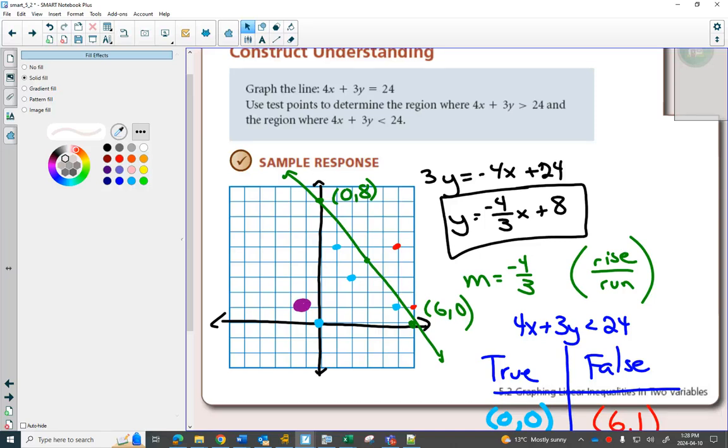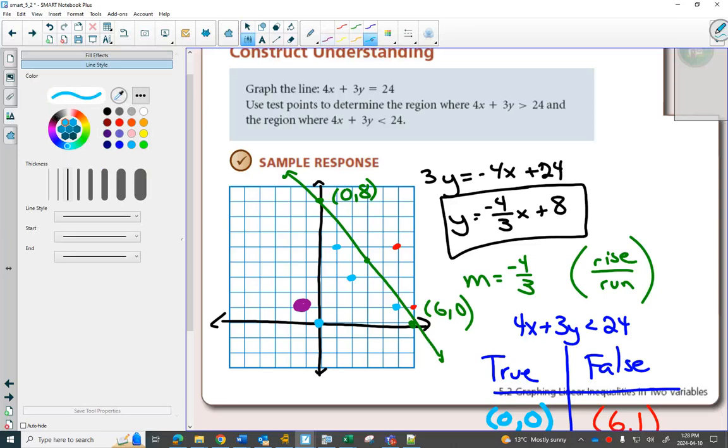They're noticing a pattern. What pattern are they noticing? If it's below the diagonal line, it will be true. Anything in this area will be true. Why? Because this is the graph of the line that's shown here with an equal sign. And we're wanting to find all the parts that are less than.